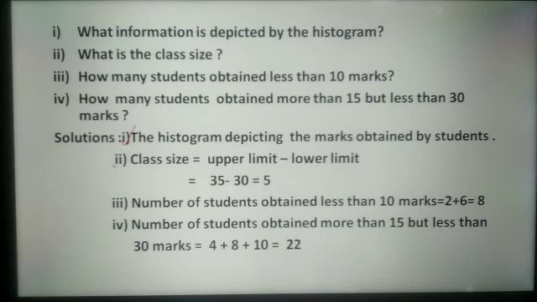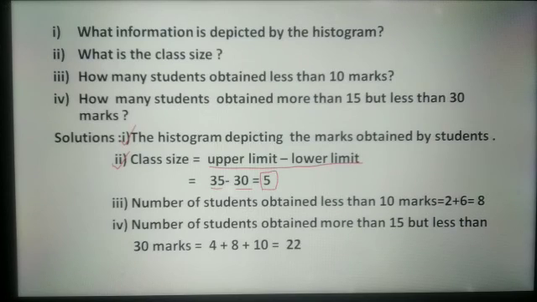In the next question, what is the class size? For class size we can take any class interval. So upper limit minus lower limit; we have taken here the interval 30 to 35. Here the upper limit is 35 and the lower limit is 30. So 35 minus 30 is equal to 5.